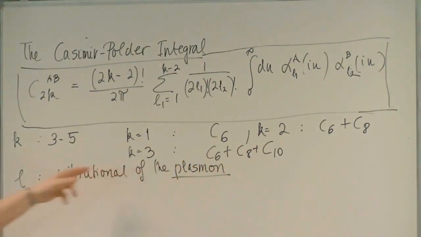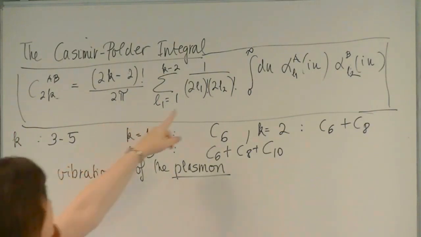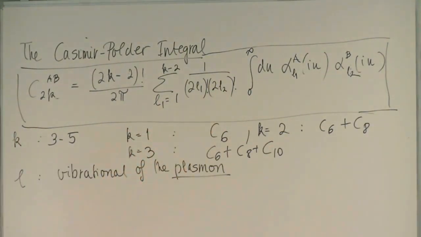This concept of the plasmon will be a relevant feature, a key concept in the Van der Waals interaction, so I will introduce that later. Right now, what we have to keep in mind is that this is multipole order, we can call it that way too. And we have an L1 and L2, which are related like this.